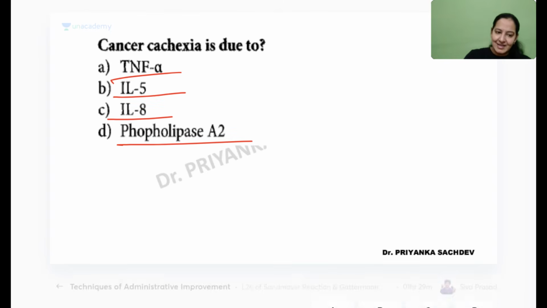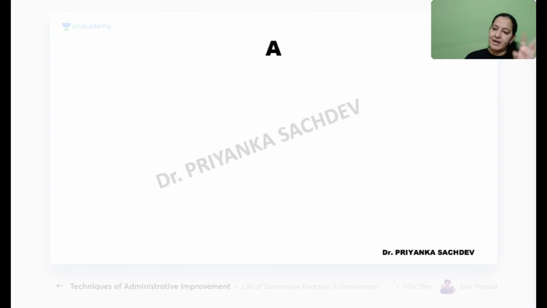Most of you are correct. The correct answer here is A, TNF alpha. Nandini and Draksha were the first to answer. I have already told you cancer cachexia is due to 3 cytokines. Apart from TNF alpha, what other cytokines are there? Next time, there could be some other option instead of TNF alpha. So TNF alpha, interferon gamma, and interleukin 1. These are the 3 main inflammatory cytokines responsible for cachexia. So the correct answer here is A.